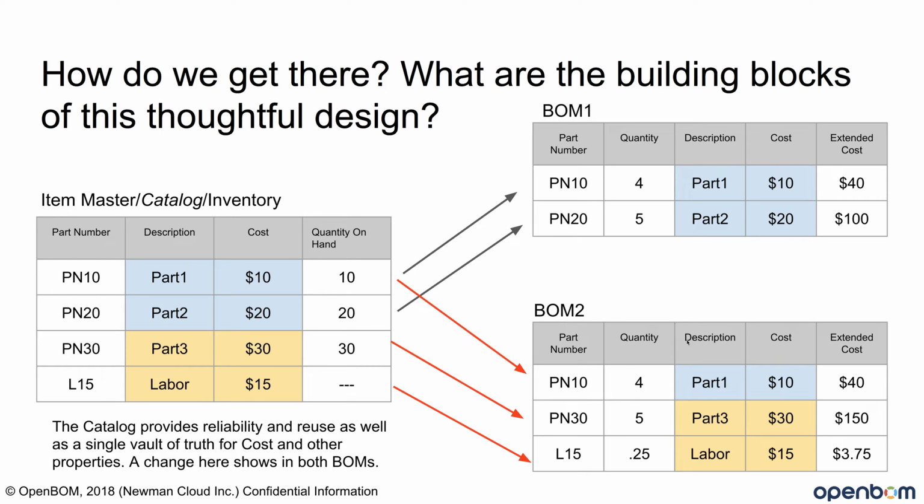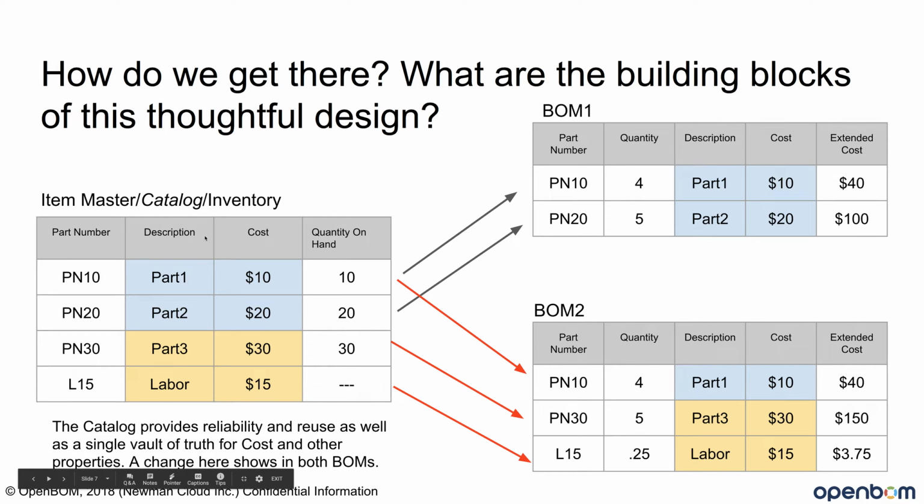And we can see here now, BOM 2, we may reuse some of those same parts, and we may use different parts. And again, I'd like to show that labor and glue and other things that might not appear in the CAD model per se can also appear in the item master, and certainly can appear in my BOM.